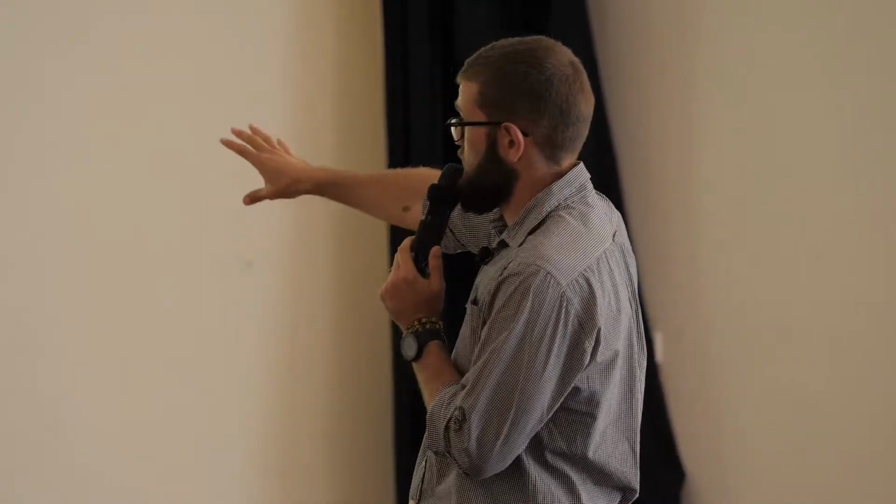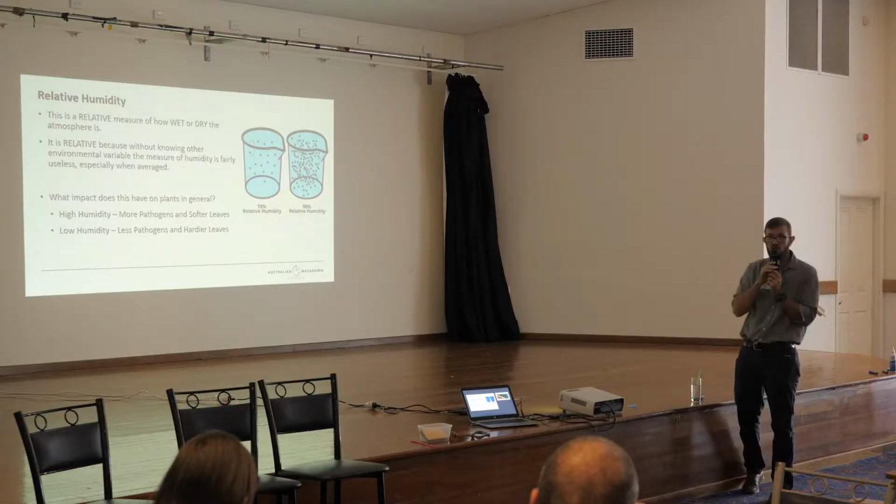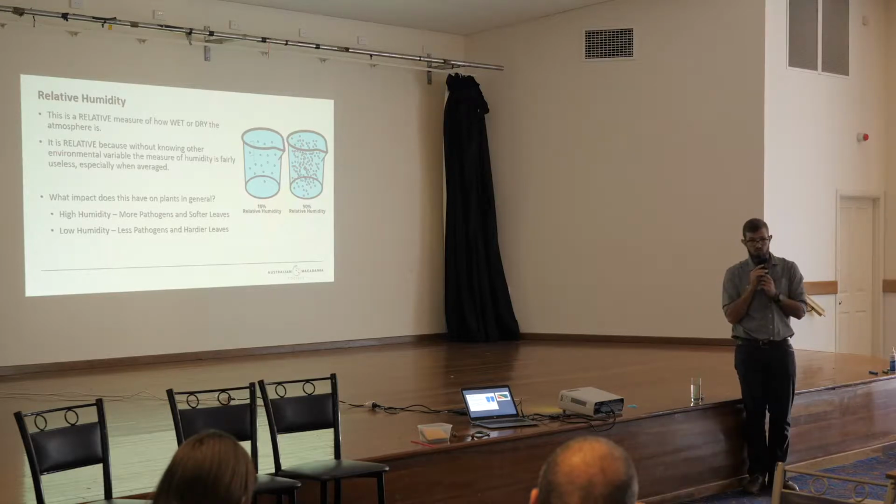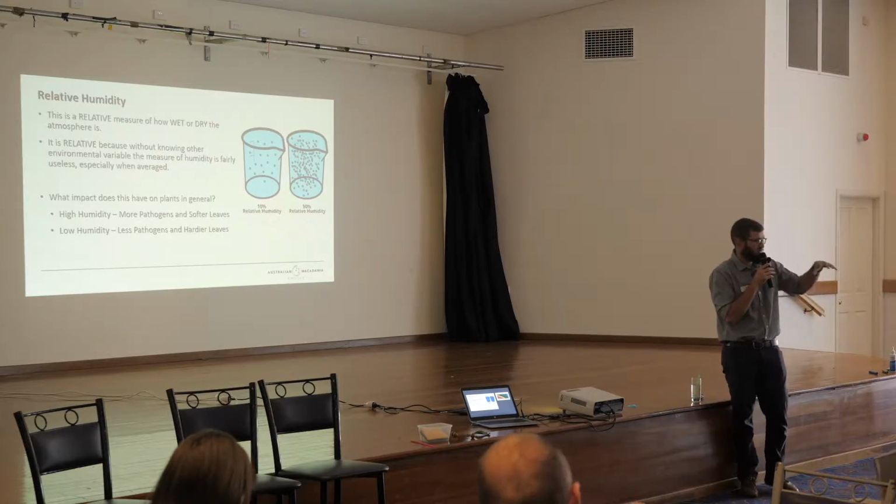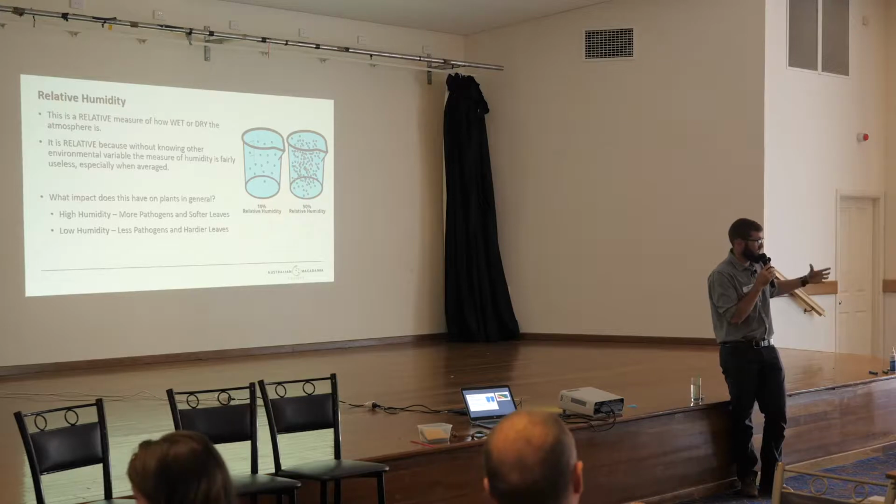But relative humidity is exactly what it says. It's measuring how much water is in the air. So if it's very humid, there will be more water in the air, and if it's less humid, there's less water in the air. And that has a profound impact on plants. High humidity means you've got softer leaves, so you'll typically see plants that have evolved in a high humidity area.